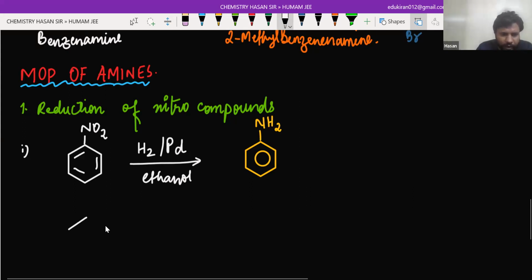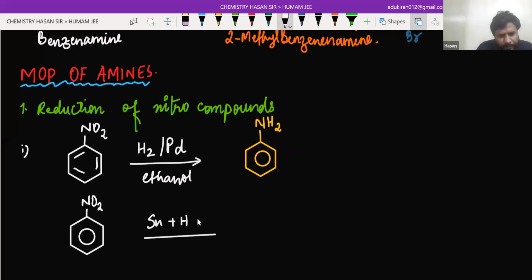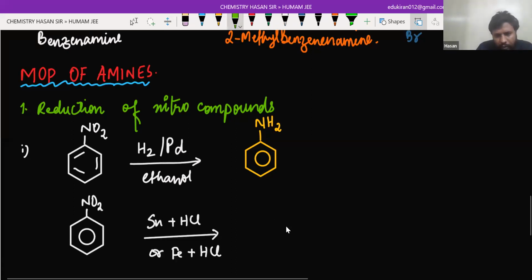You can see this is your nitrobenzene again, and here you can use Sn plus HCl, or either you can use Fe plus HCl. And this is also going to act as a reducing agent, and you will be getting again aniline. Aniline is basically the common name of benzenamine. Now it is treated as IUPAC.